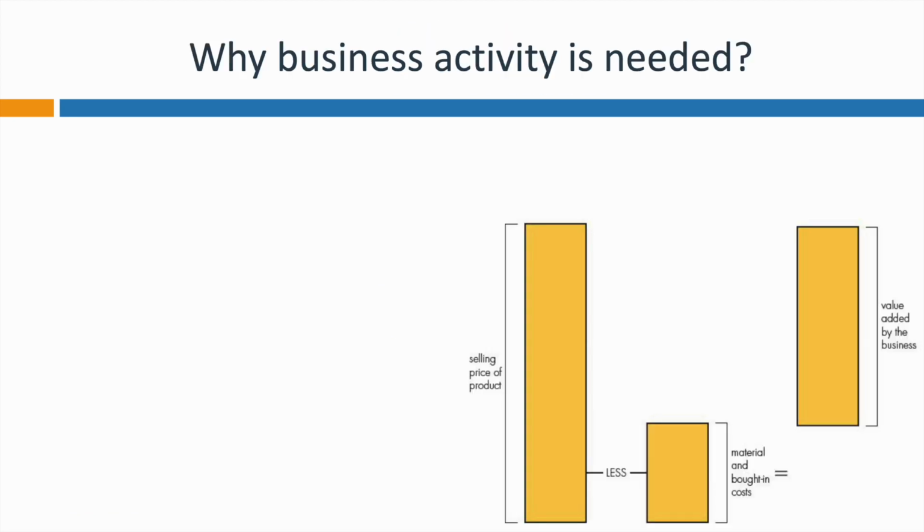But again, we're coming back to the original questions. One of the original questions was why business activity is needed. Here, this picture is showing the definition of value added by the business. On the left, we have the selling price of a product, and this is what people are willing to pay for your product. But here, you only have the costs of the materials and, let's say, the wages that you pay. So why is it that people are not paying just for the costs? Why is it that they're paying even double the amount of costs?